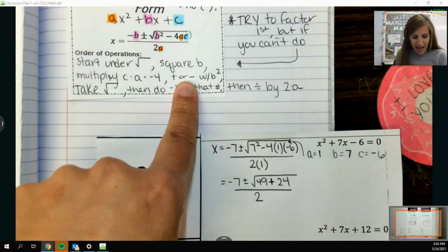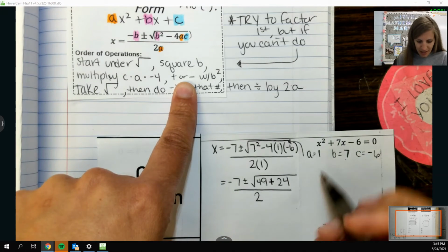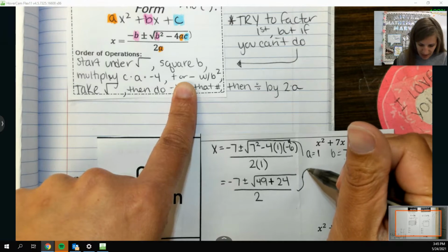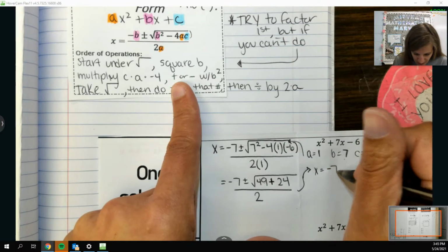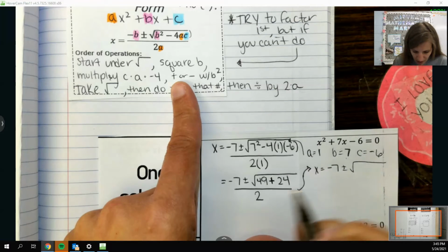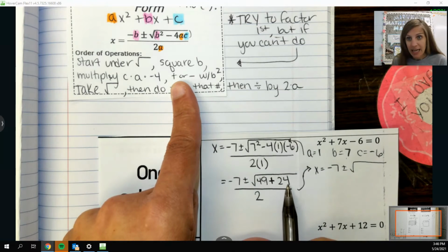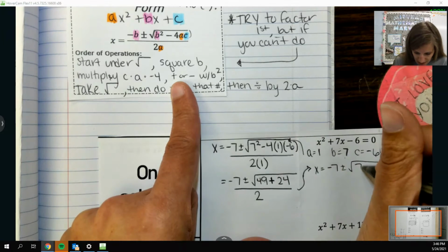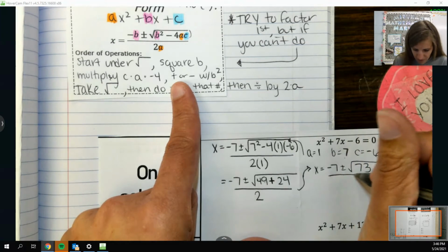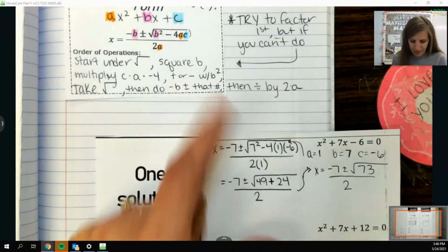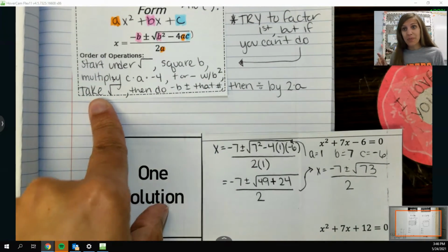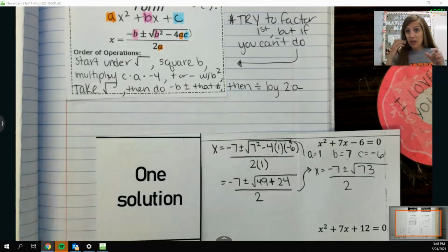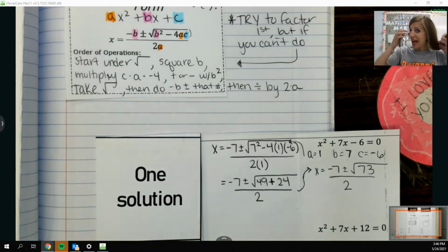Then I need to add or subtract that with my b squared. So maybe going over here now, we'll have x equals -7 plus or minus the square root of the 49 plus the 24, which is 73, all over 2. Next, I need to take the square root. Now, here's where things can go really well or really badly.